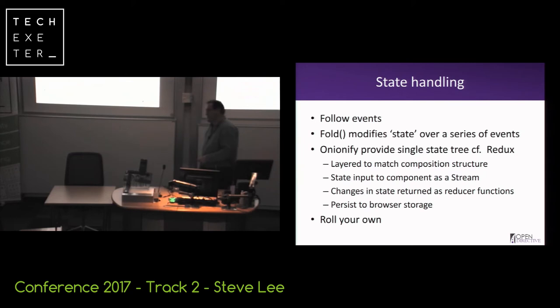State is the one thing that people looking at Cycle and observable streams think about: well, how do you manage this? But it boils down to three ways. One is the follow events approach, which we saw. Basically, the stream comes in and our state is just whatever the last event was. Okay, dead simple. Alternatively, you can use fold or reduce.